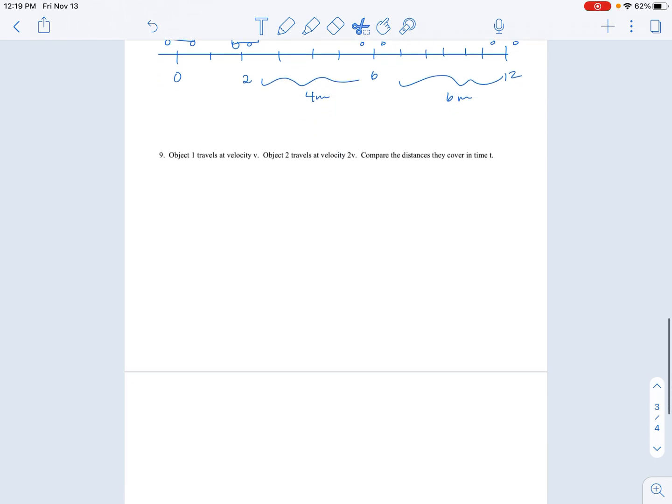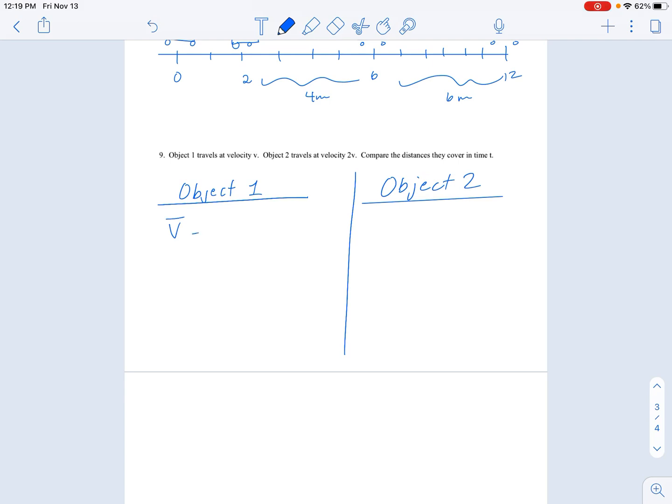Okay. Object 1 traveled at velocity v. Object 2 traveled at velocity 2v. Compare the distances that they cover in time t. So here, I've got 2 objects, and I really want to consider what's happening for each one. So object 1 has a velocity, which I'm just going to call v, and object 2 has a constant or average velocity, which I'm going to call 2v, and we'll put subscripts to indicate object 1 and object 2. There's only one formula I can use for constant velocity motion, and that's displacement equals velocity times time.